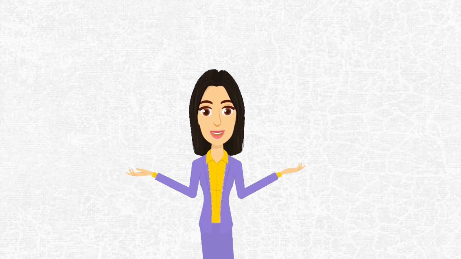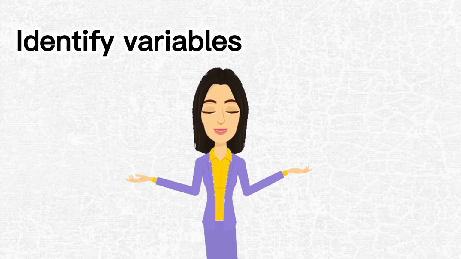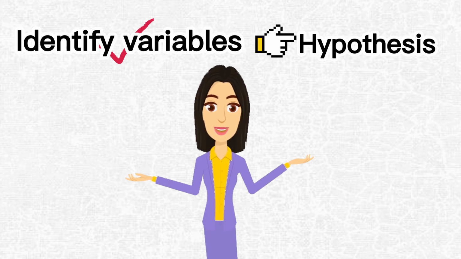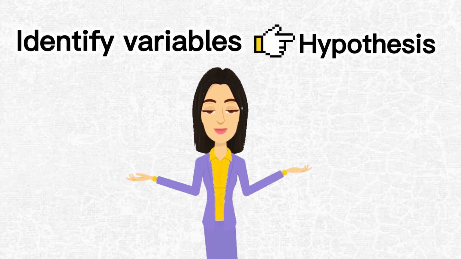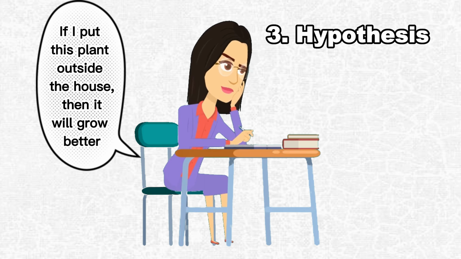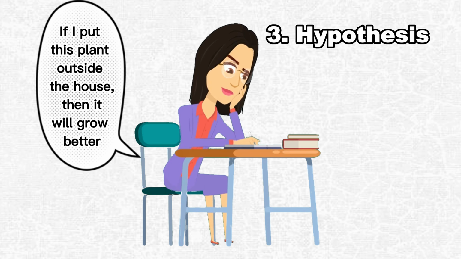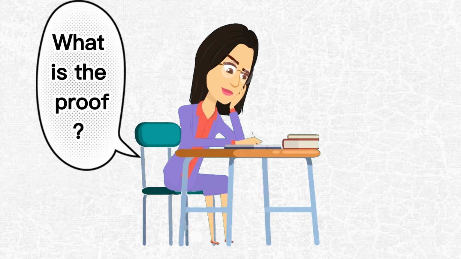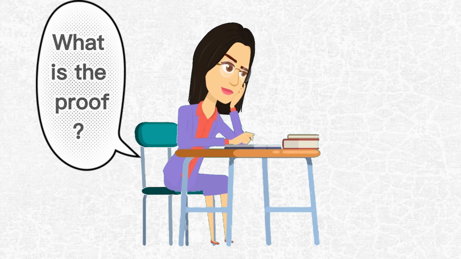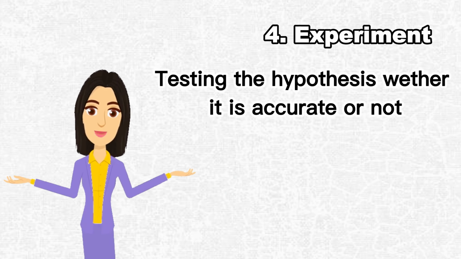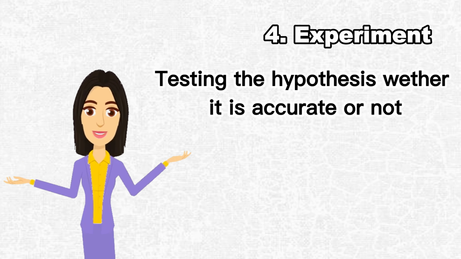Who knows? So, in constructing your hypothesis, it is important to identify the variables first, as it will guide you to make measurable predictions. In our example, our hypothesis would be: if I put this plant outside the house, then it will grow better. However, a guess alone does not prove anything. So, in order to be accurate and reliable, you must perform an experiment. Experiment is testing your hypothesis whether it is accurate or not.